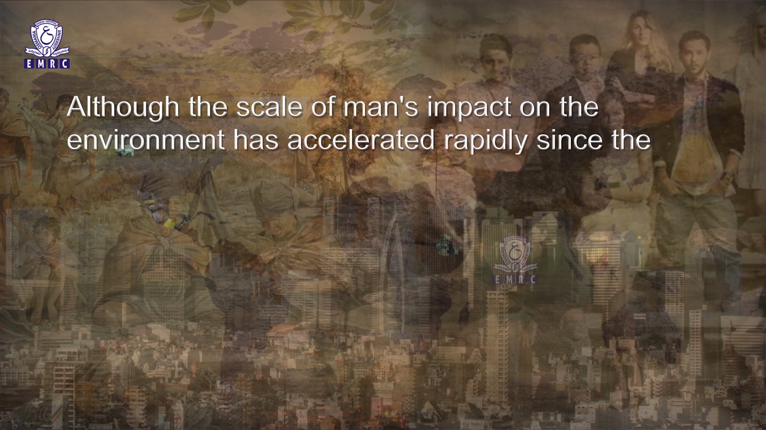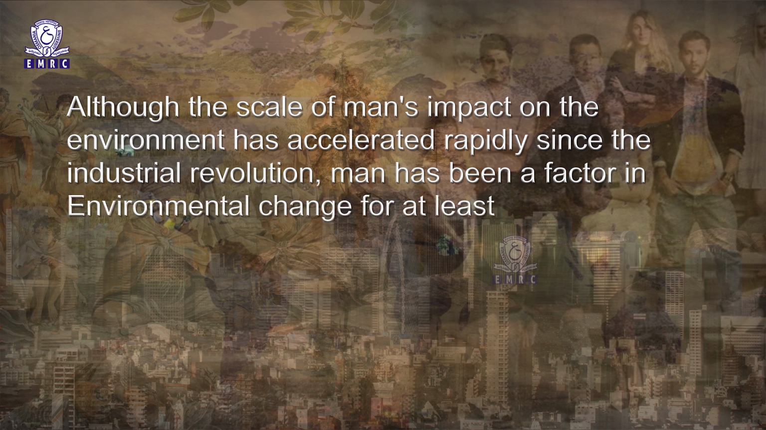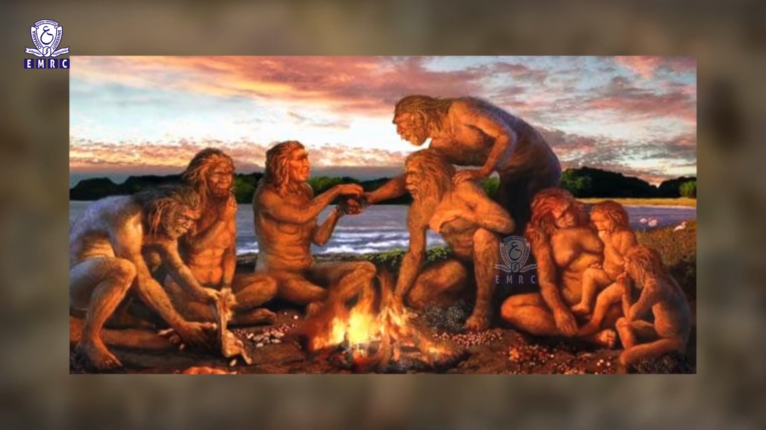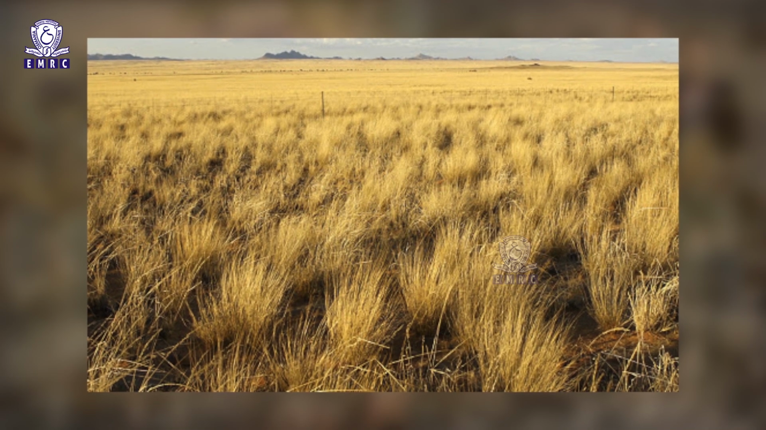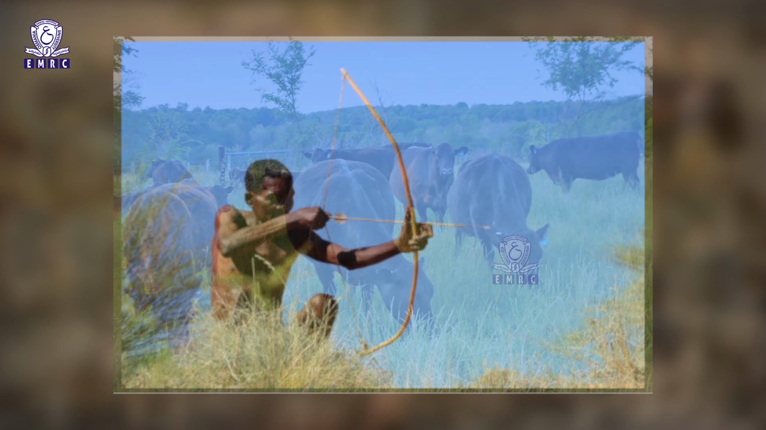Although the scale of man's impact on the environment has accelerated rapidly since the Industrial Revolution, man has been a factor in environmental change for at least the last 40,000 years, since the late stages of the Pleistocene Ice Age. Early man used fire, his first great tool. The accidental effects of its use would be considerable. Later, fire was deliberately used to improve grasslands, to which grazing animals would be attracted and more easily hunted.